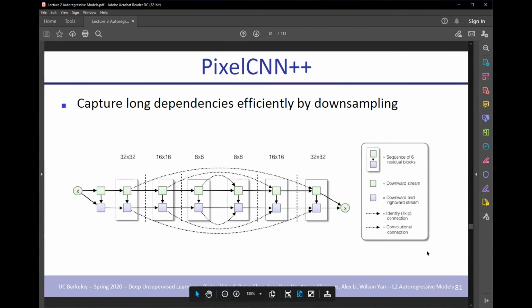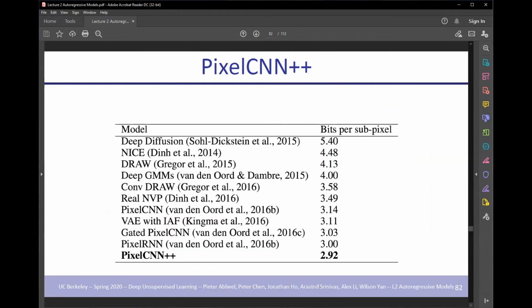So those are the two changes that PixelCNN++ makes with respect to anything that we have seen before. And now we are even further down in the bits per pixel metric that we just discussed. We are down to 2.92 versus 3.03 and so on. So any questions so far?